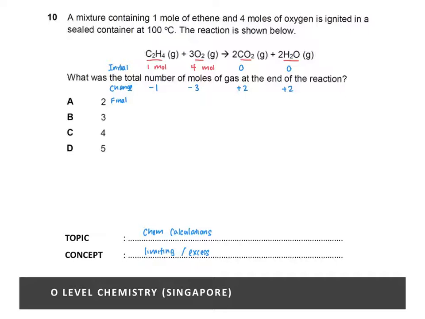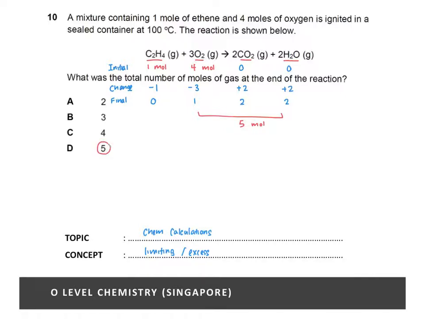After the reaction, my limiting reagent, I will have none remaining. The excess reagent will have some remaining. So I will have 1 mole of oxygen remaining. I will have 2 moles of carbon dioxide present, which is formed. I will have 2 moles of water vapor that will be present. So what is the total number of moles of gas? It will be 5 moles.